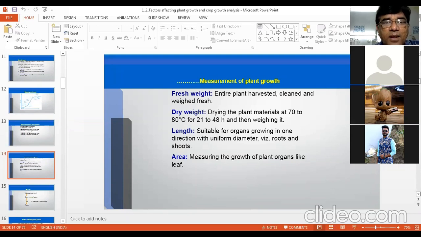We measure the length of a panicle, we measure the length of certain fruits like bhindi or your lady's finger. Area: measuring the growth of plant organs like leaf. We measure leaf area also. So you can see weight, volume, area, and their morphological features, all are parameters to measure growth.